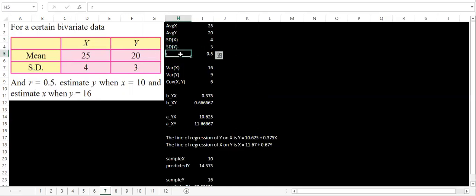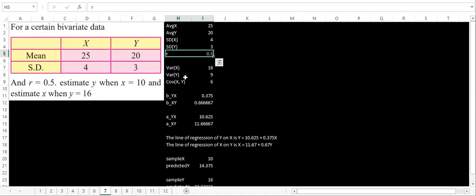So this is a moderate relation between x and y. It's neither weak nor strong. This is one of the examples. We are asked to estimate y when x is 10 and estimate x when y is 16. So we will be able to estimate this once we have both the regression equations.